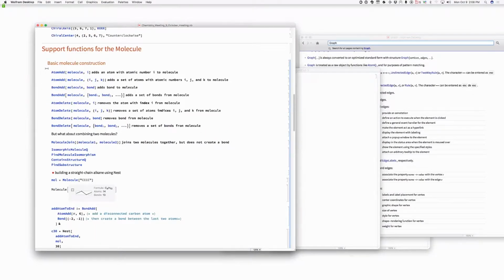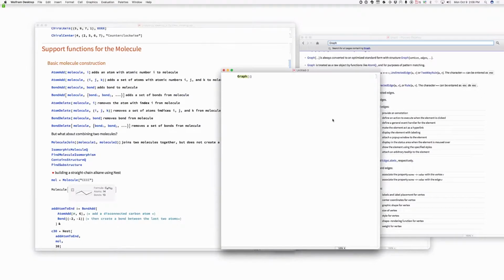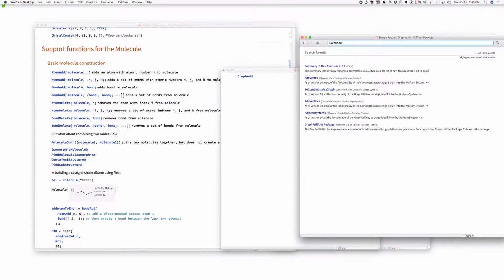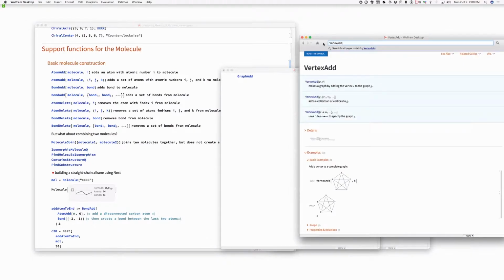Okay, so this is where we start going crazy. Okay, so Roger, these are the analogs of graph add, right? For molecules. There isn't a graph add. What is it called? So there's vertex add, edge add. Is this really what, I mean, when do you, we're seeing a lot of background noise there.